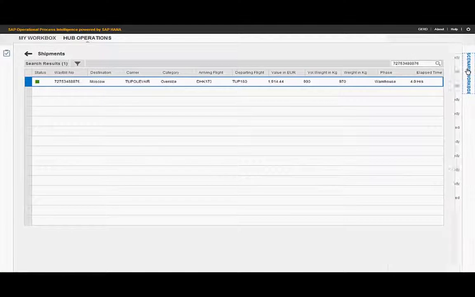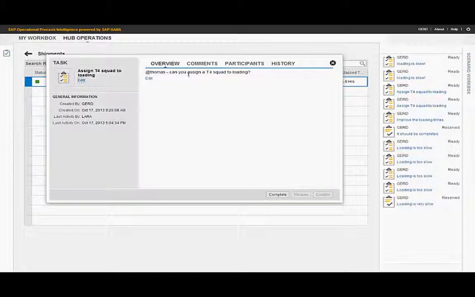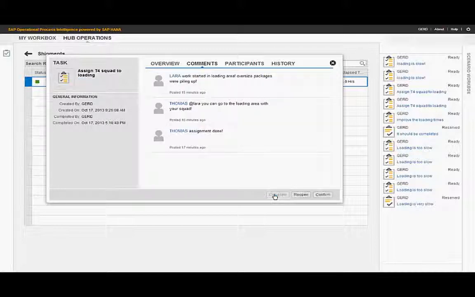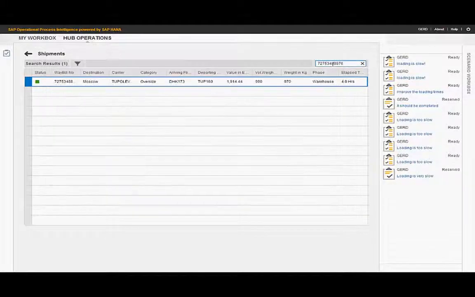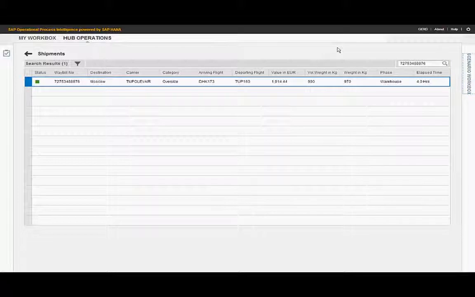He wants to see what happens to the state of the task that he's raised. He goes in here. He had invited Thomas. He goes in and sees that Thomas has assigned the squad. He's delegated to his squad lead, Laura, who's started the work. So he's happy and he just completes the task and confirms it. And that's how he gets visibility and he can collaboratively solve problems as they arise.